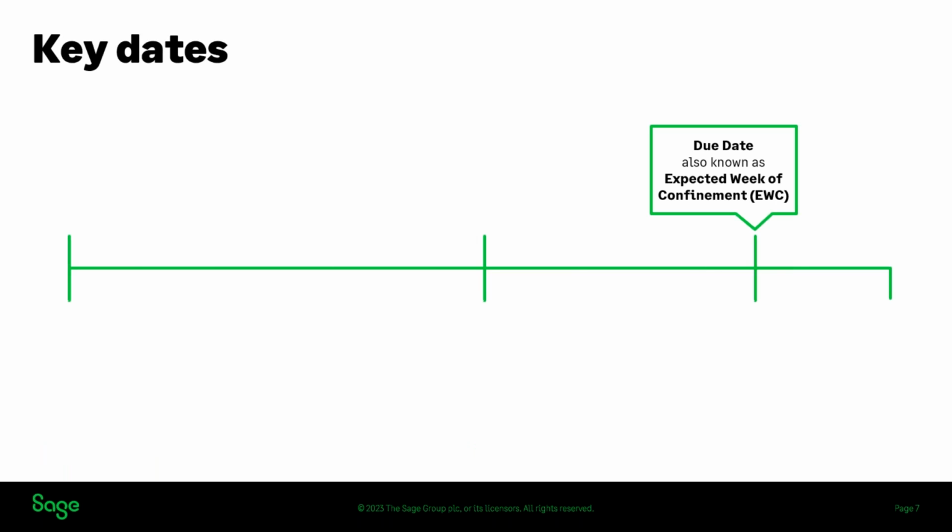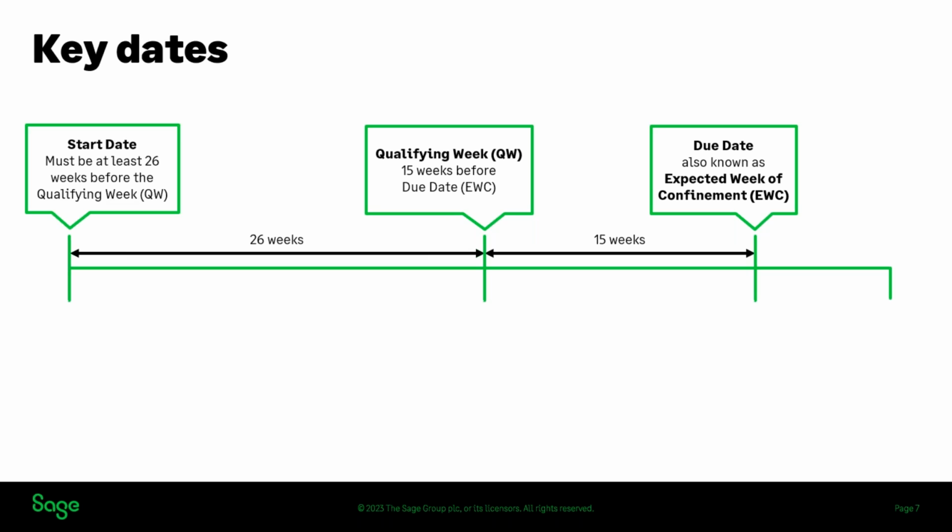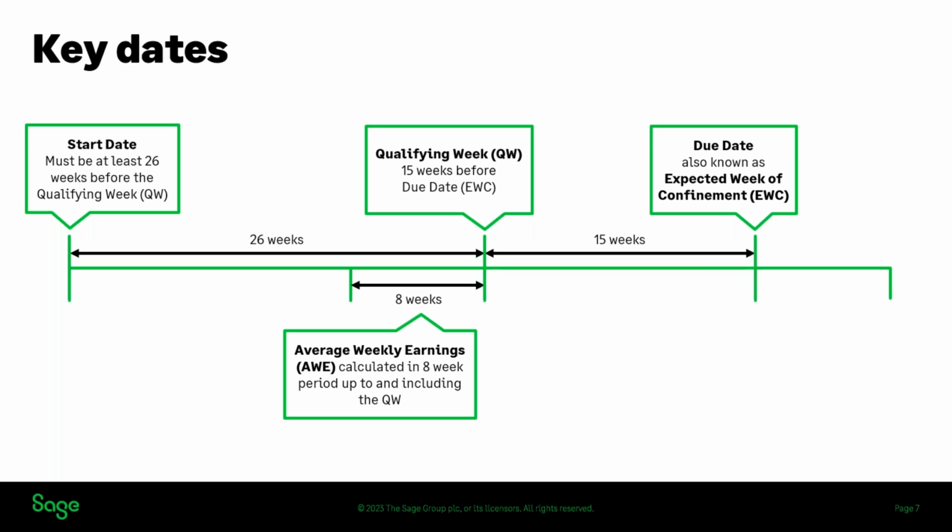So in terms of key dates, everything counts back from the due date, also known as expected week of confinement, or EWC. If you count back 15 weeks, that takes you to the qualifying week. And in order to qualify for the statutory paternity pay, an employee's start date must be at least 26 weeks before that qualifying week. So in effect, that's a total of 41 weeks up to the due date. There's an 8-week set period leading up to the qualifying week where average weekly earnings are calculated. So they need to be £123 or more for the employee to qualify.